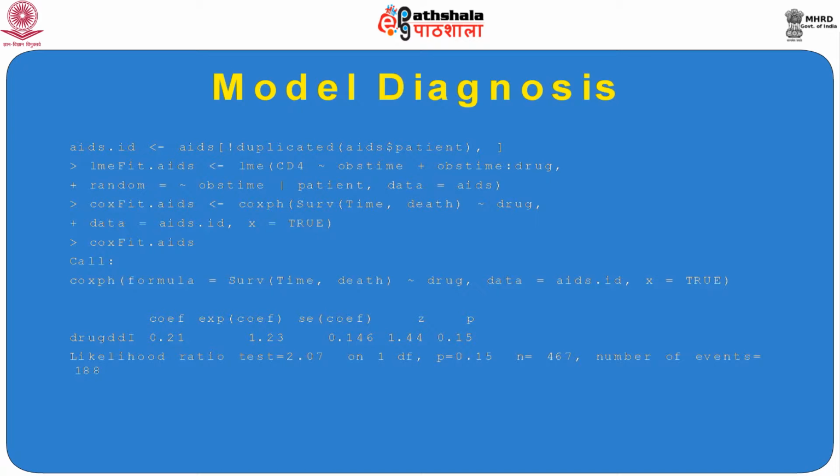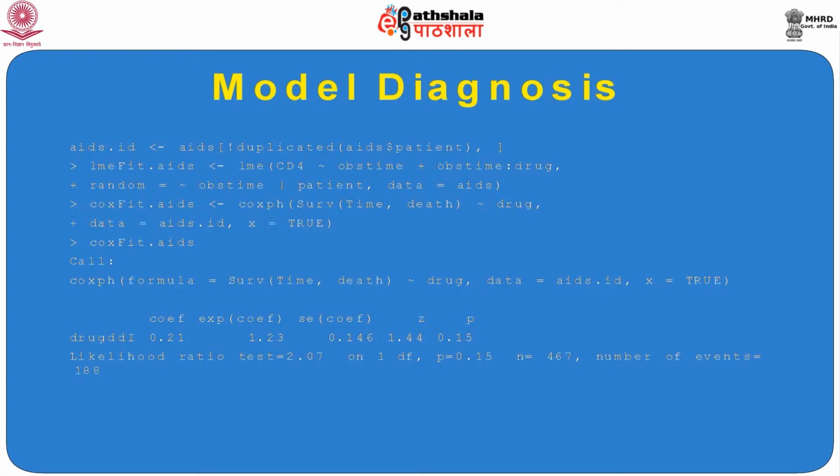So now CD4 is modeled as following obstime and the interaction effect of obstime with drug. We are trying to find the influence of obstime on CD4 and the interaction effect of drug with obstime on CD4. That is our model. The patient level effect has been considered as a random effect, and we have mentioned random equals to follows obstime given patient, and data is considered as aids. That is one, and this function's result we are assigning here as lmeFit.aids.